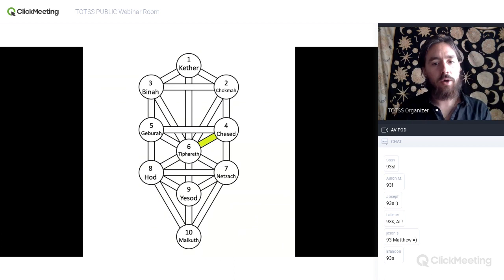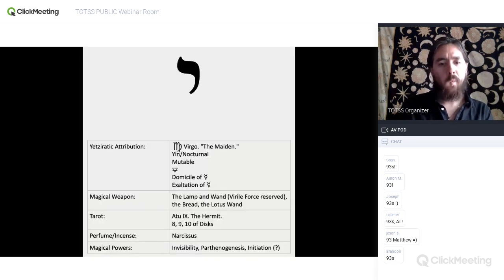Okay, so here's yod on the tree of life. It connects Hesed to Tefereth. All right, and our Yetziratic attribution is to the zodiacal sign Virgo, which means literally it can mean the virgin, but it can also mean the maiden.